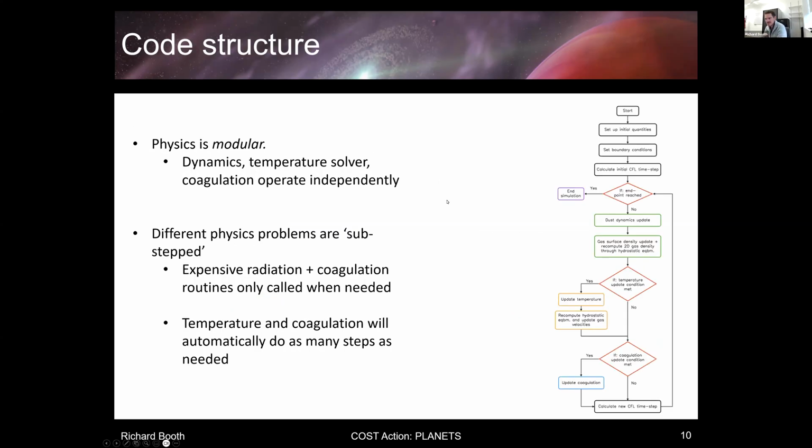So I want to emphasize here that the code is modular. It's pretty easy to turn on and off any of the different bits you want, whether that's dynamics, the temperature solver, coagulation.